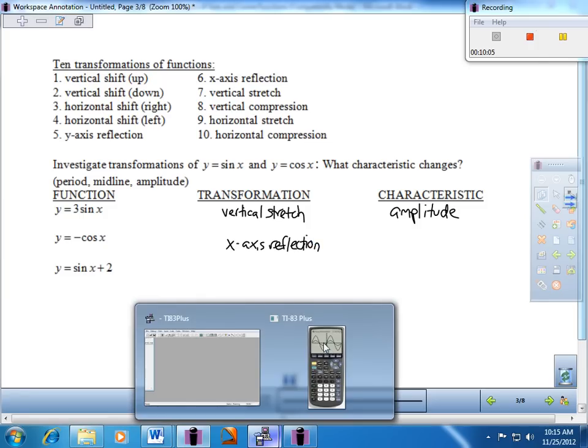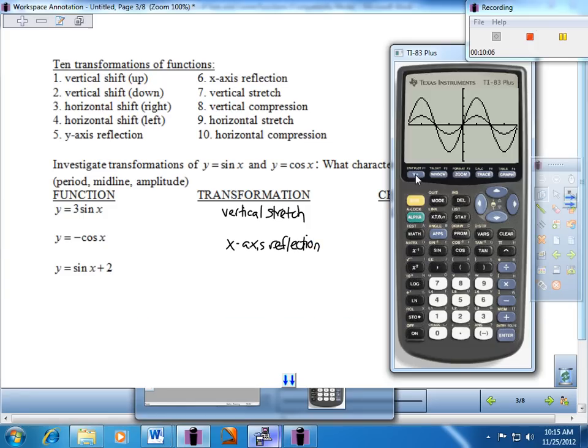I'm going to go ahead and pick up my calculator here. You're doing it with me or you're watching the screen. But basically I'm going to go ahead and type in cosine of x in the first one, and then just a negative cosine of x in the second one. Keep in mind this one. Is there a characteristic that changes? Let's figure that out first.